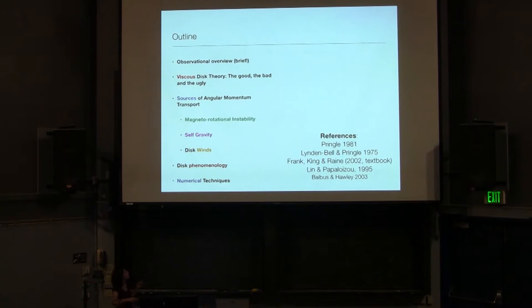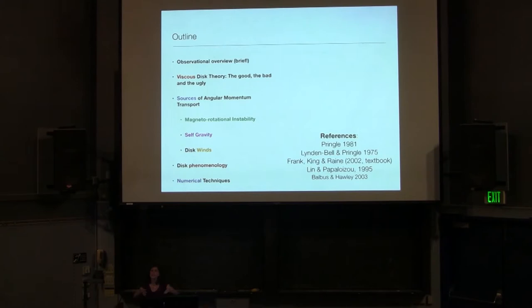And then I want to spend the bulk of the time talking about viscous disk theory. So this is what's underlying many of our assumptions about how accretion disks work as what I like to call angular momentum transport machines. And then I'll spend some time talking about the different sources that we have for angular momentum transport, both the magnetorotational instability, self-gravity, and I'll briefly touch on disk winds. And I won't talk about the magnetic braking that Patrick was talking about, because that's really happening on the larger scales. That's setting the initial conditions for these accretion disks.